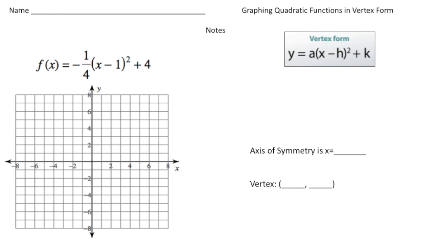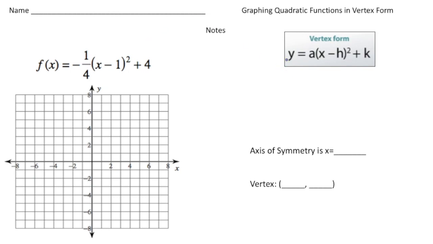This is a video about graphing quadratic functions in Vertex Form. The first page, I want you to follow along with me, and then you have a chance to try a problem on your own, and at the end you can see how you did. Alright, so here we have the function f of x equals 1/4 times x minus 1 squared plus 4. And this is already written in Vertex Form.